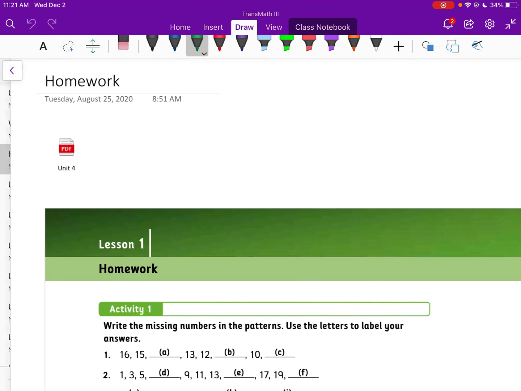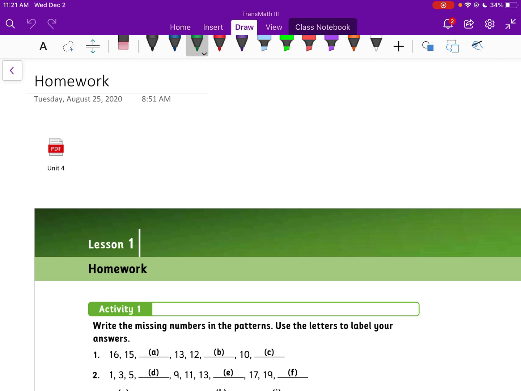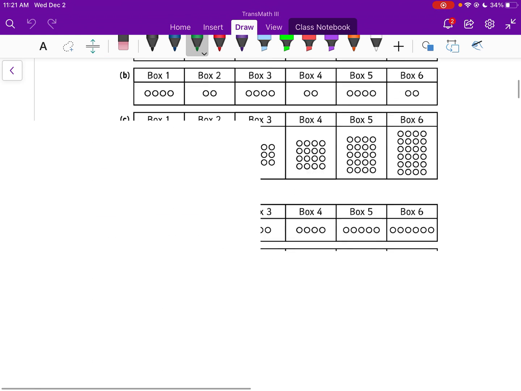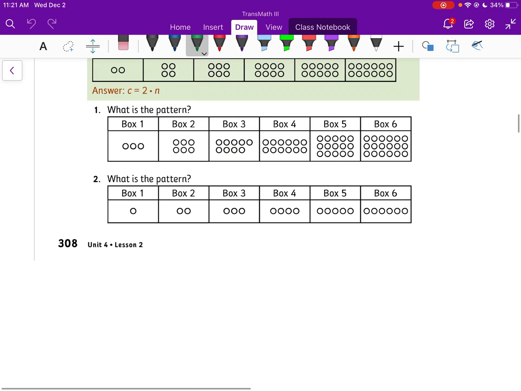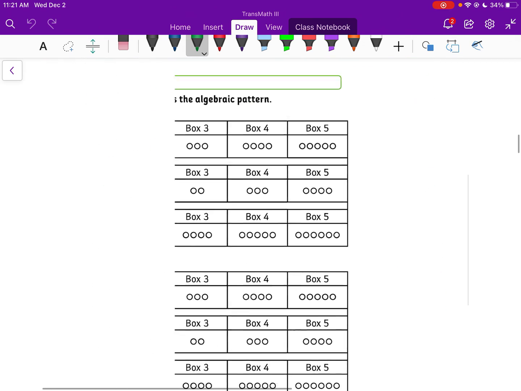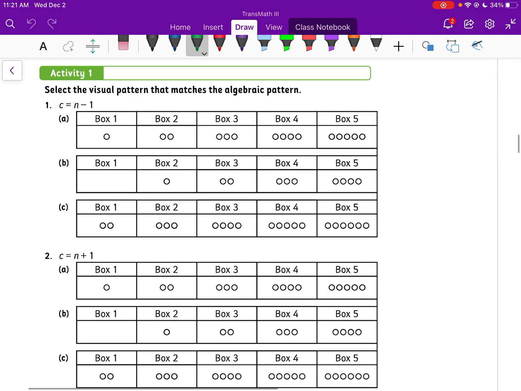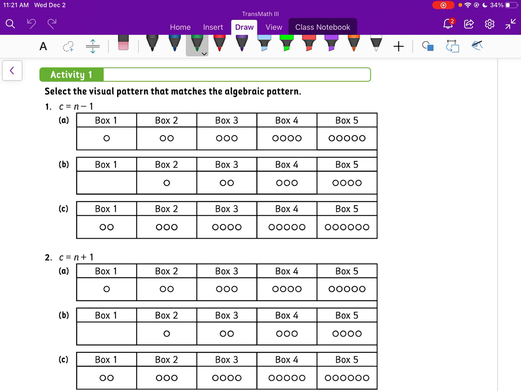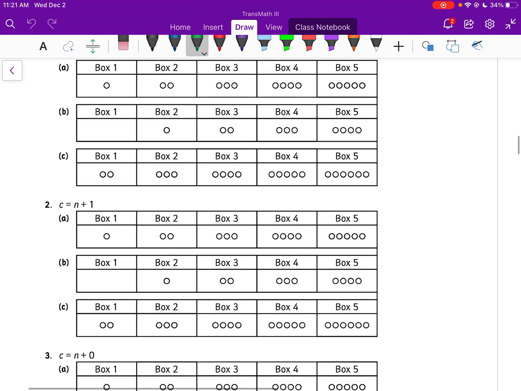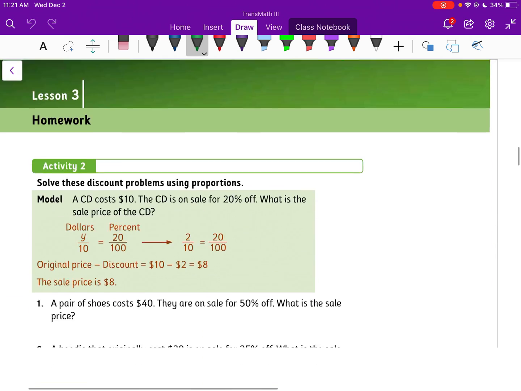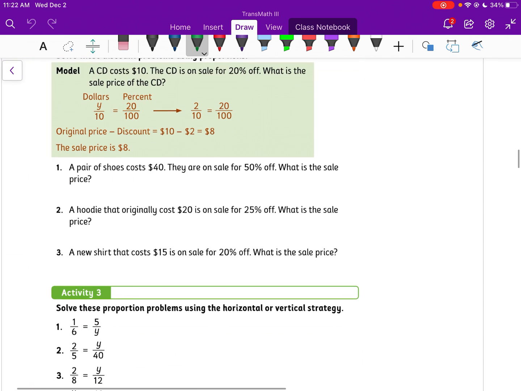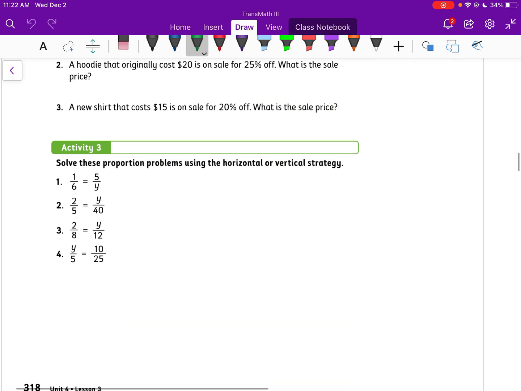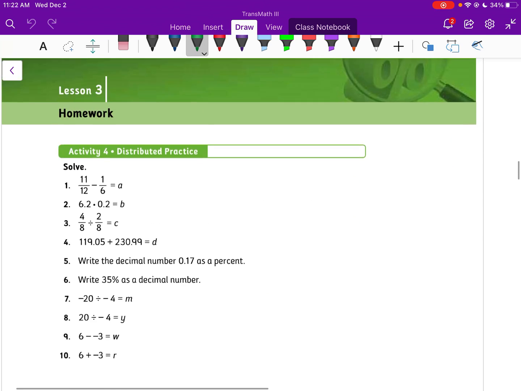Make sure to go into your homework. It will be split up between lessons 1 through 5. Your homework is lesson 3, so make sure to do those pages. You got your boxes, your tables, and determine which table follows that pattern of n minus 1, number 2, n plus 1, n plus 0 for number 3. Finding sale prices, and then proportions for activity 3.